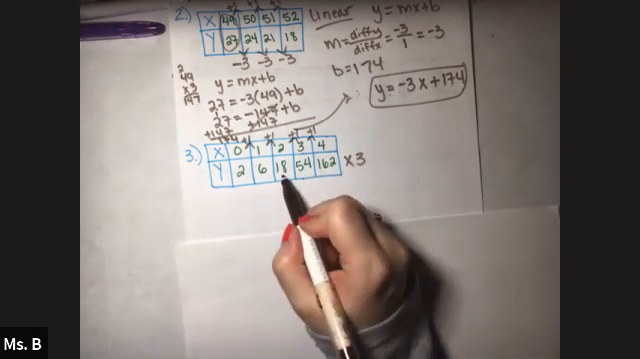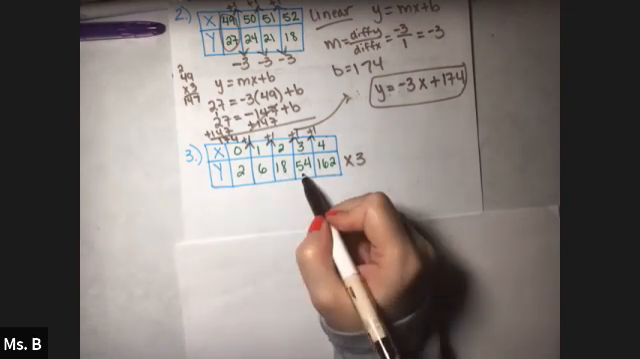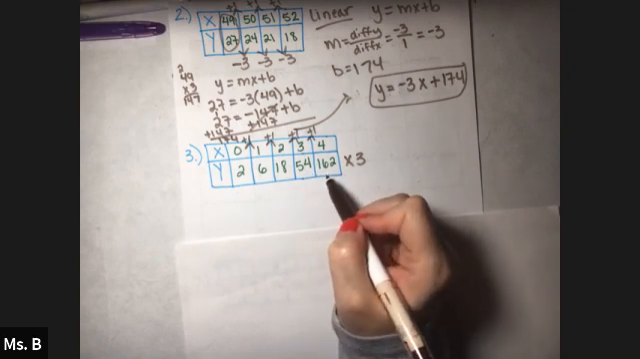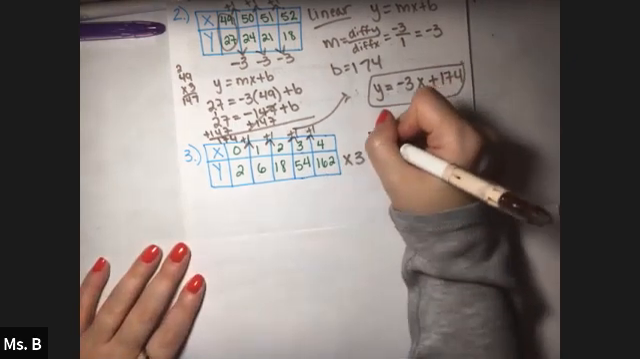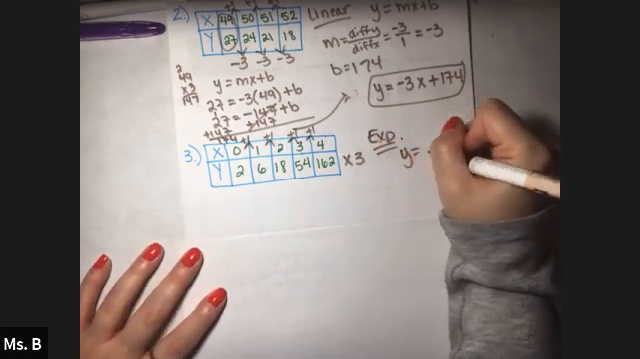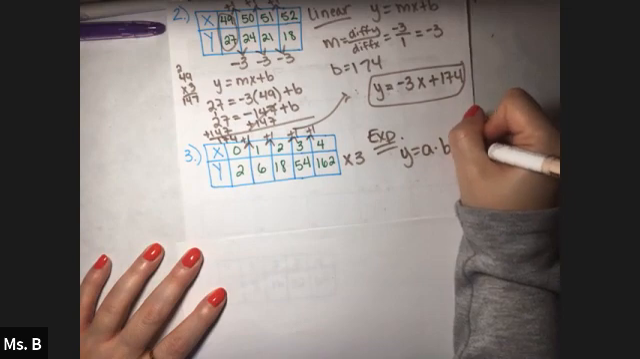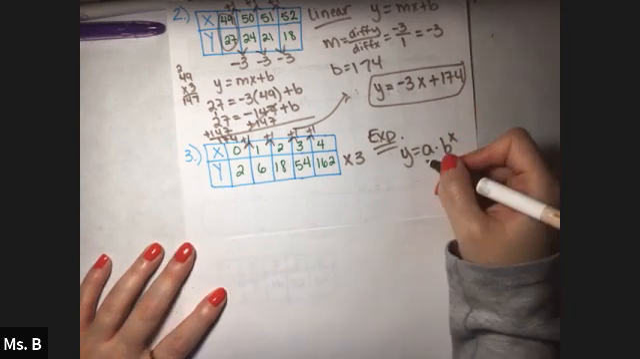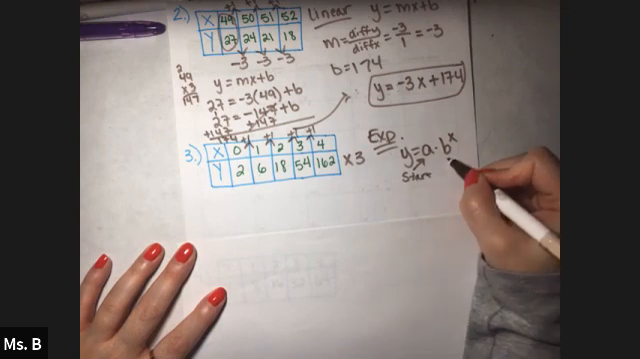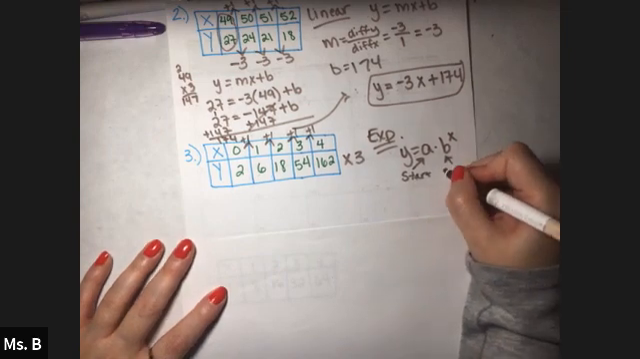So 6 times 3 does give you 18. 18 times 3 gives you 54. And 54 times 3 gives you 162. So we're good to go. This is exponential. So we have y equals a times b to the power of x. We said that a is the start for the y-intercept, and b is your change.